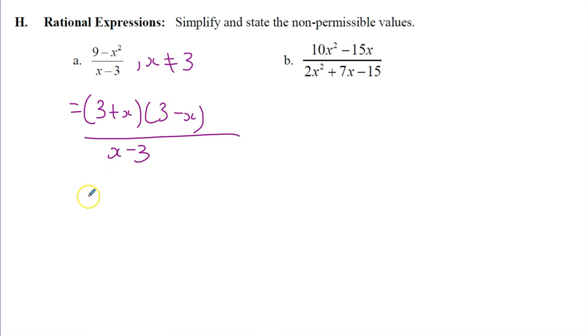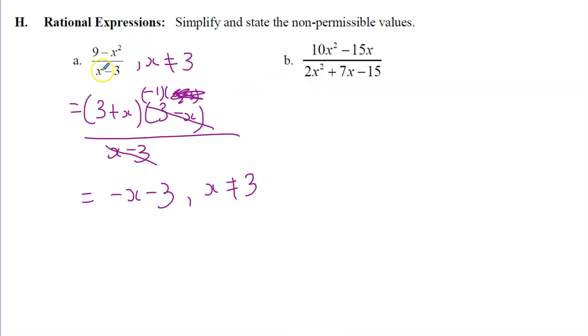And these guys are almost the same, except this has a positive 3 and a negative x. This has a positive x and a negative 3. So if I put like a negative 1 in front of the brackets here, I can flip these around and make that an x minus 3. So basically, here's the deal. Short form. If you have an x minus 3, you can cancel it with a 3 minus x. You're just going to write in a minus 1. So this works out to negative x minus 3. So that's simplified, and the restriction still holds, right? The non-permissible value x cannot be 3.